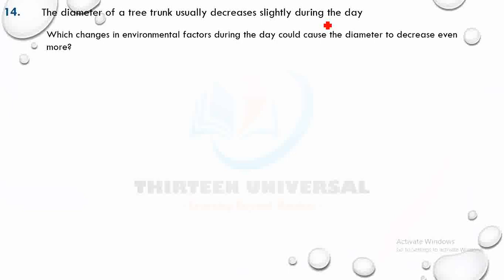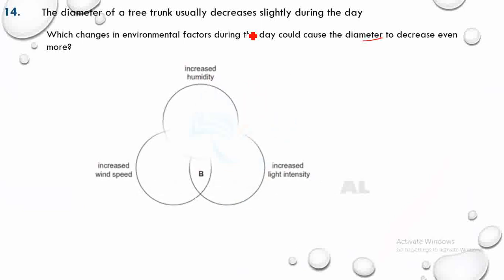Which changes in environmental factors during the day could cause the diameter to decrease even more? Remember that what is causing the decrease is an increase in rate of transpiration. Guys, I don't expect you to waste time on this. If you have been following me in this video, solve this question right away. Remember that the trunk of trees decreases because there is a high rate of transpiration. Which of these factors causes an increase in transpiration?